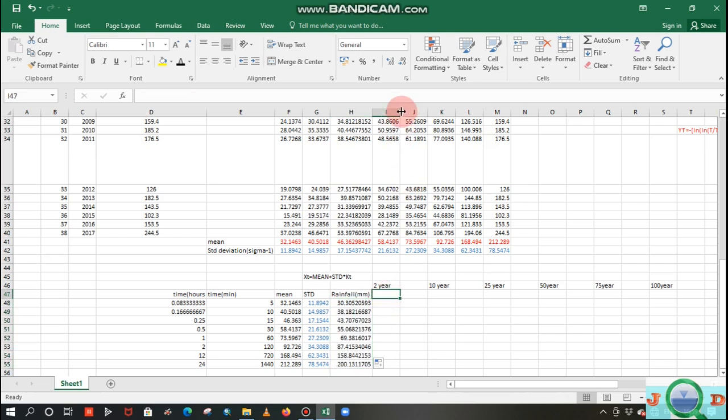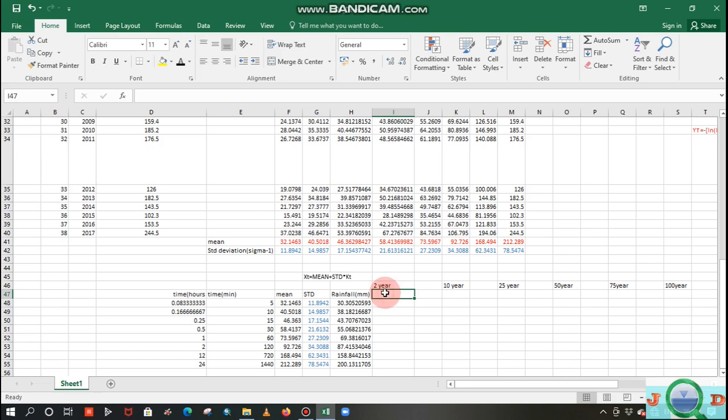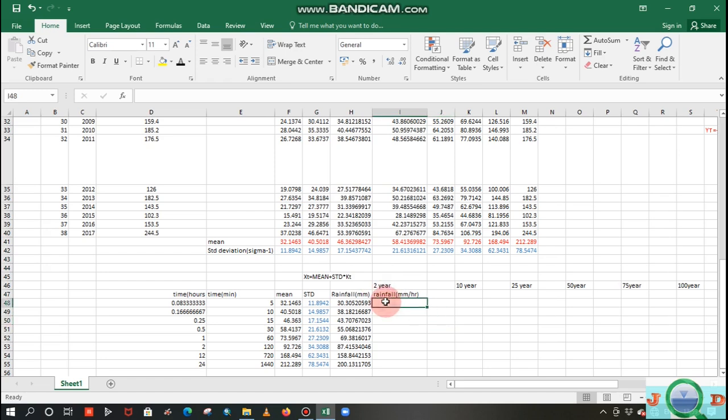So now the rainfall intensity in mm per hour. We have the rainfall and we have the time interval for the 5 minutes, which we have converted into hours. So the rainfall divided by the time interval, which is in hours. Similarly for the 10 year return period.